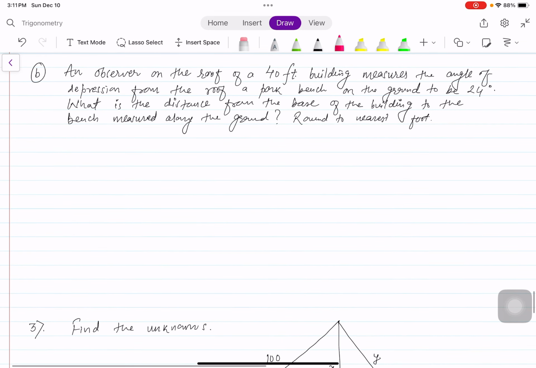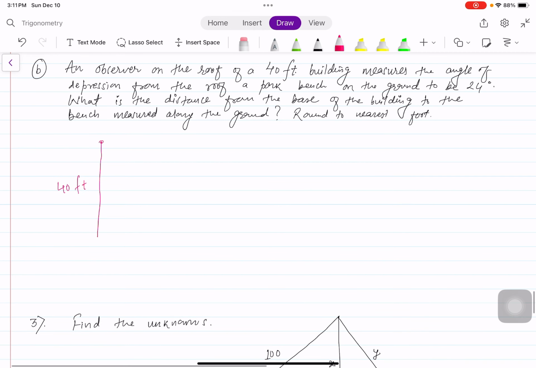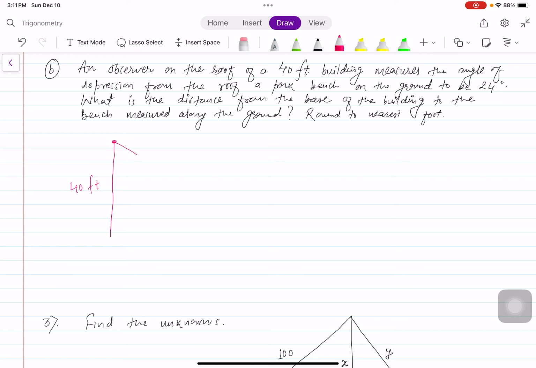It says an observer on the roof of a building. So let's say this is our building, and it is 40 feet. The observer is here and measures the angle of depression from the roof to a park bench. So say this side is a park, and there is a bench here. It measures to be 24 degrees.